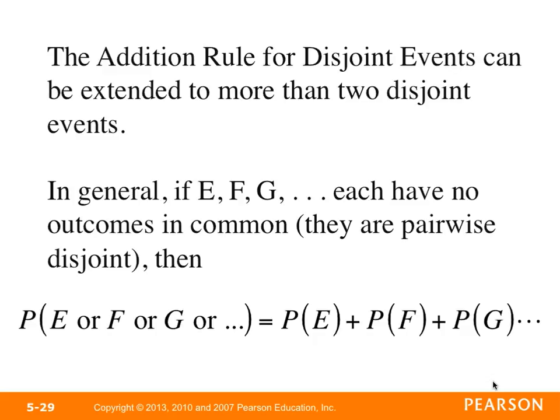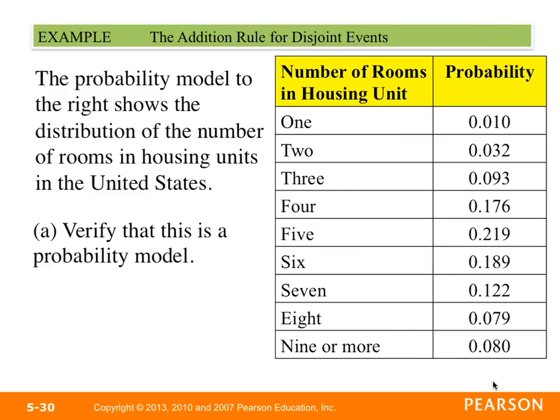It can be extended to more than 2 disjoint events. That's one kind of important thing. So if you have E, F, G, and so on events, and each have no outcomes in common, meaning they are pairwise disjoint, then in order to find that probability, you just continue to add up those events.